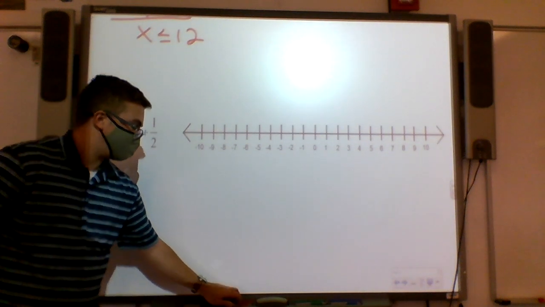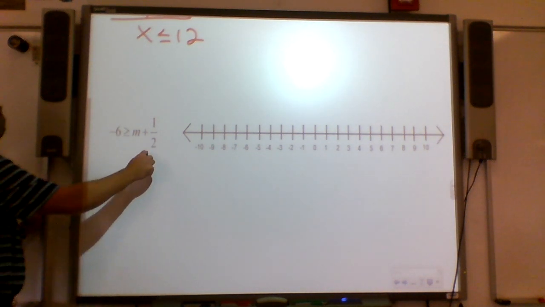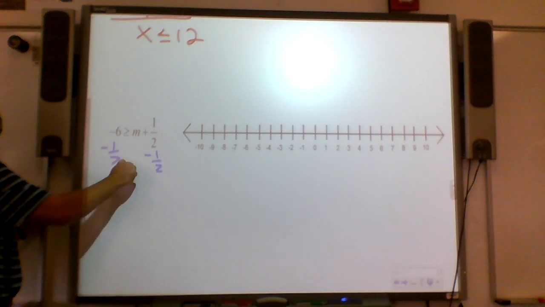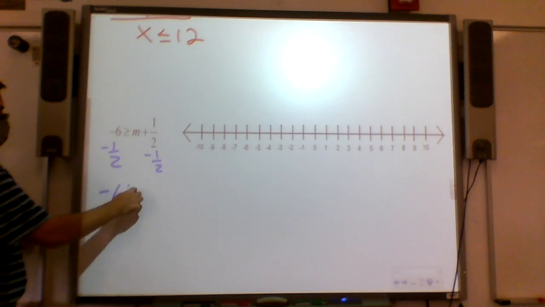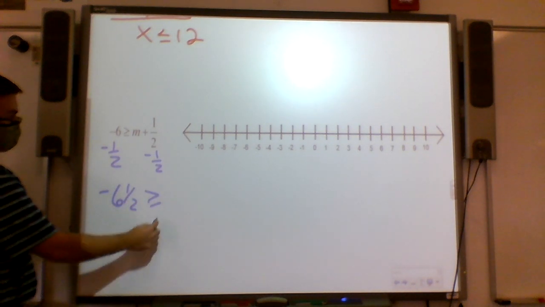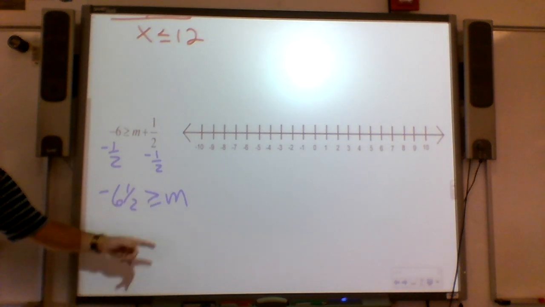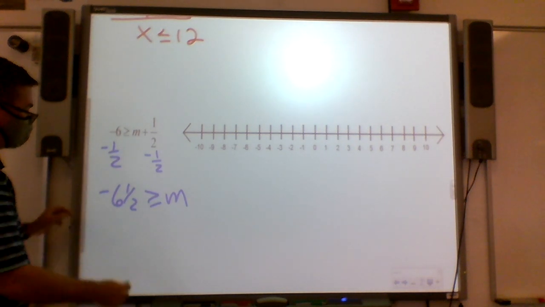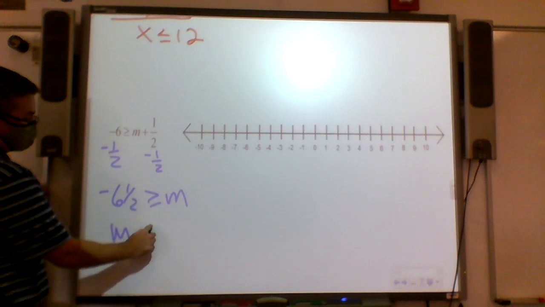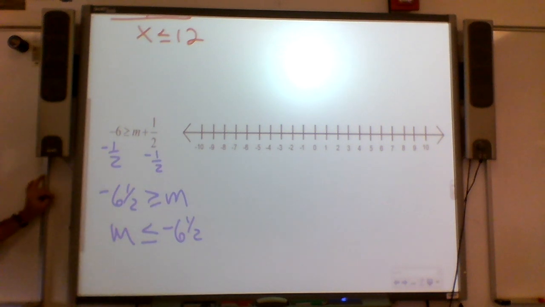Next one, we've got negative 6 is greater than or equal to m plus 1/2. So in order to solve this one, we have to subtract 1/2 from both sides. Negative 6 minus 1/2, well, we can just say that's negative 6.5 is greater than or equal to m. Now, a lot of times people get confused because m is on the other side. So what you can do is flip everything. You can put m on the left, flip the inequality, and put the number on the right, so that way it's a little bit easier to read.